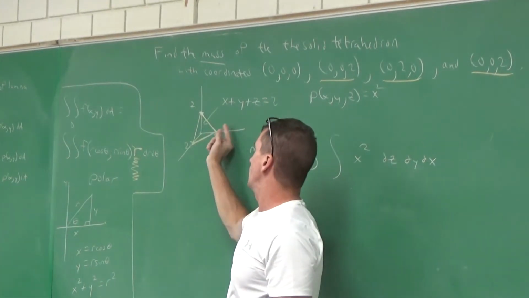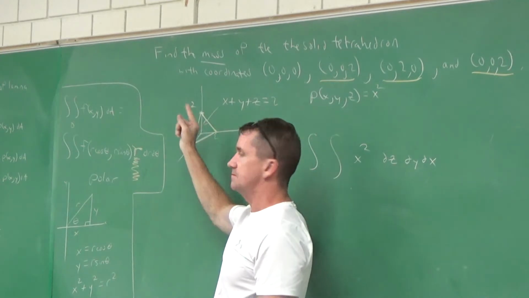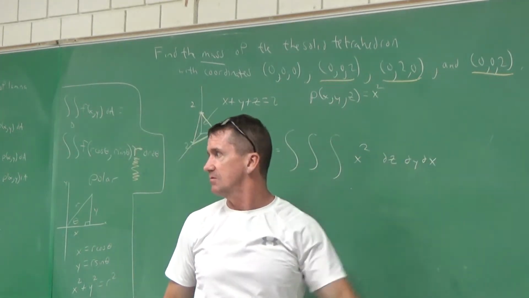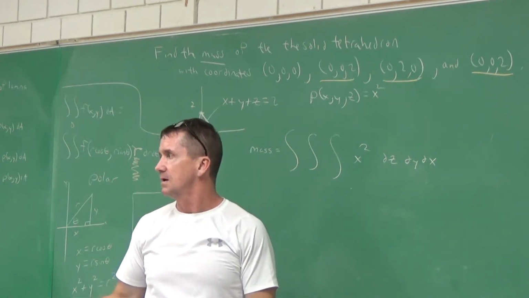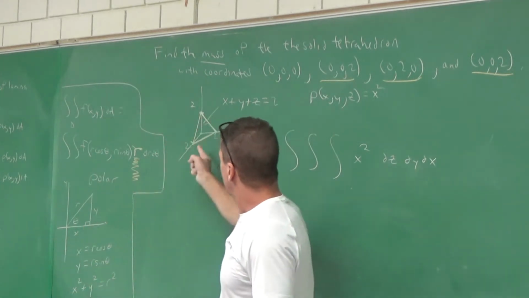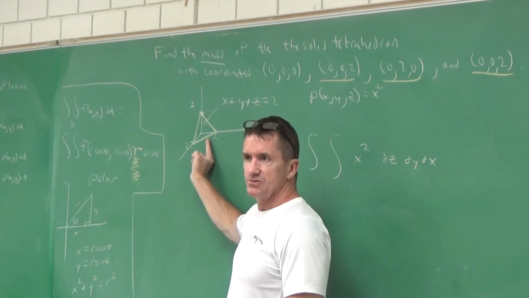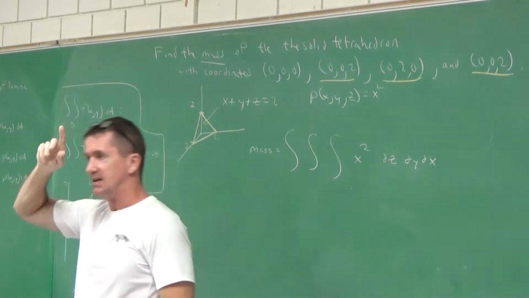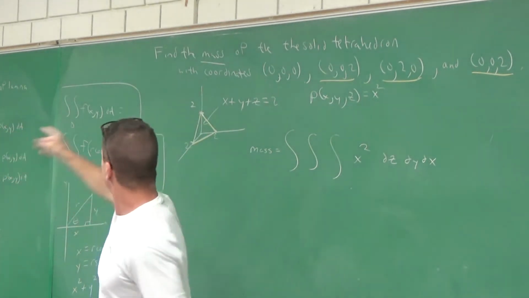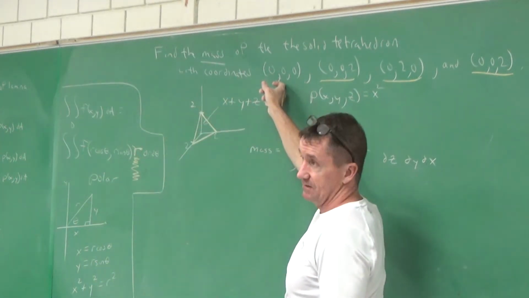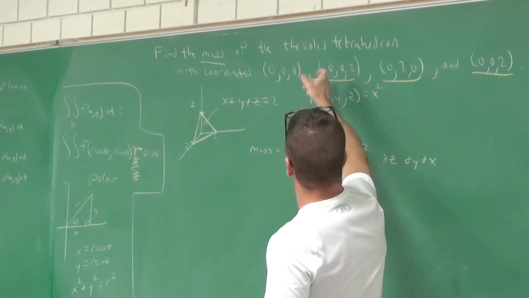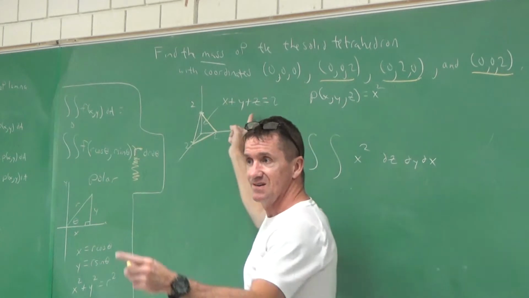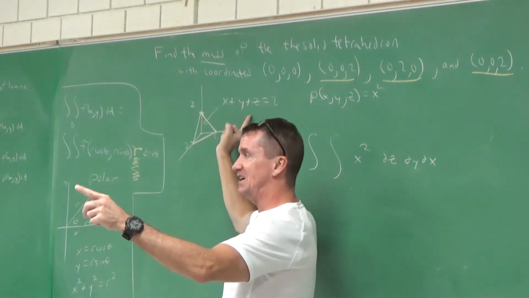Cool. Hey, by the way, what if they did 3? What if they did 3, 0, 0, 0, 3, 0, and 0, 0, 3? What would be the equation of that plane? X plus y plus z equals 3. Your problem set, number 15, has 0, 0, 0 as a point of the tetrahedron, but then it has 1, 0, 0, 0, 1, 0, and 0, 0, 1. What would be this equation? X plus y plus z equals 1.